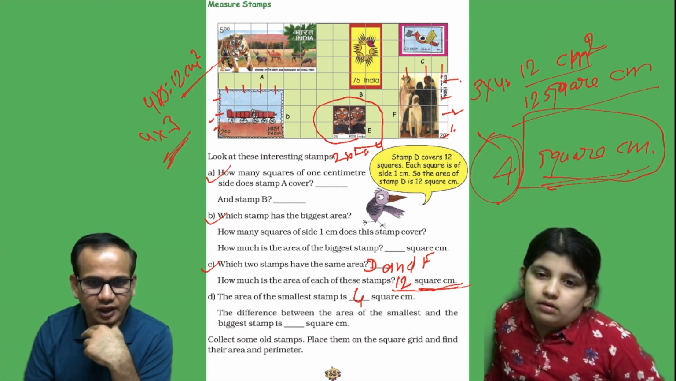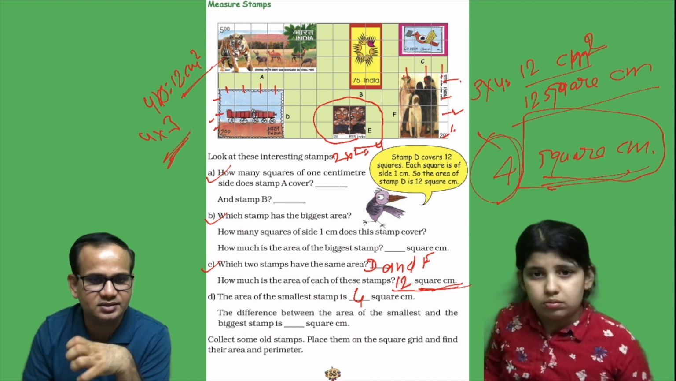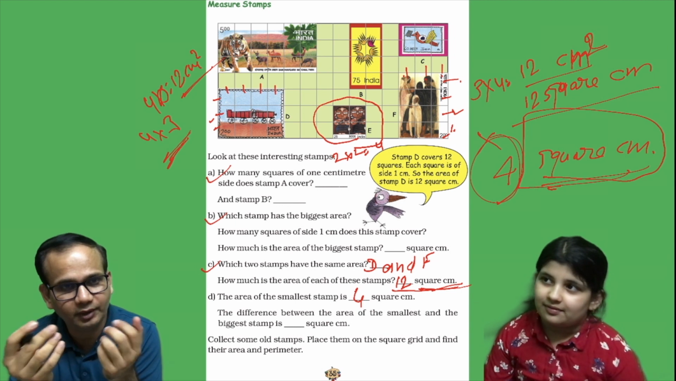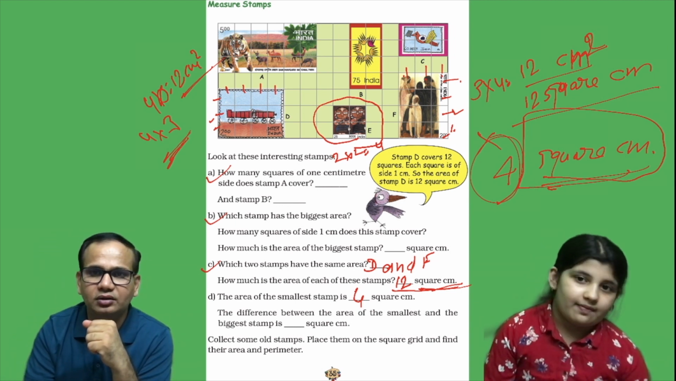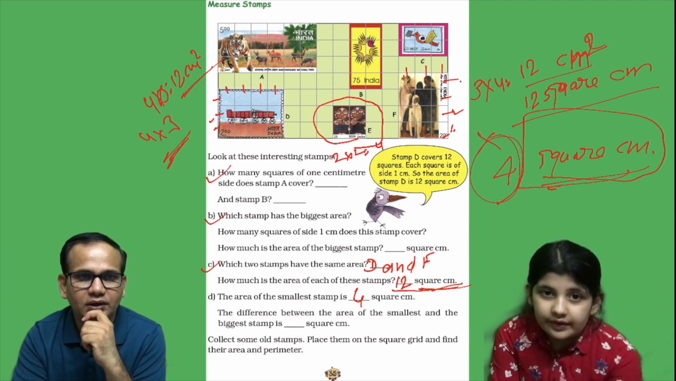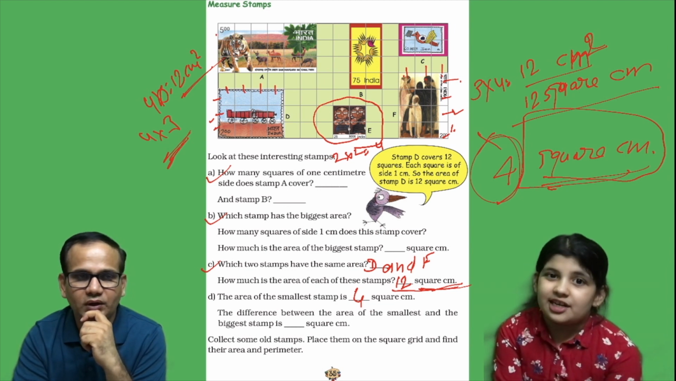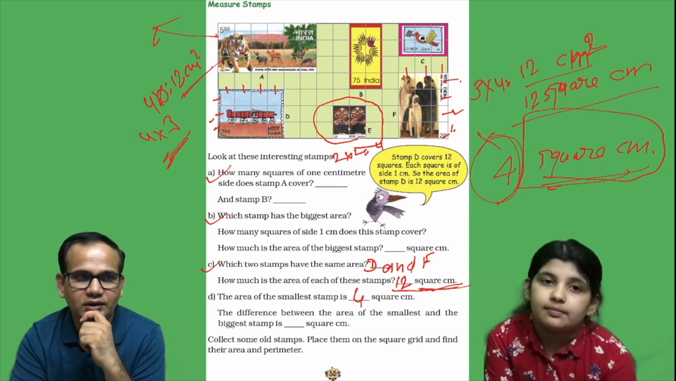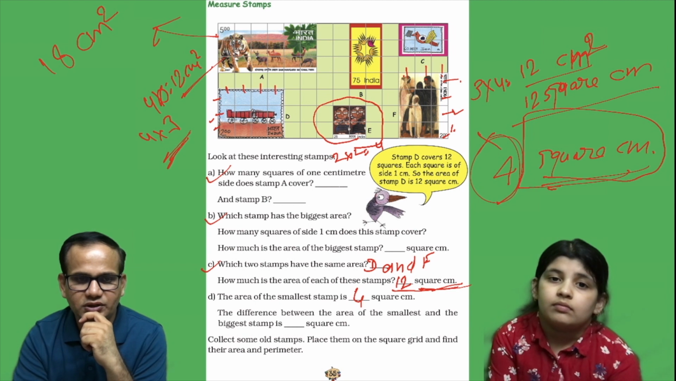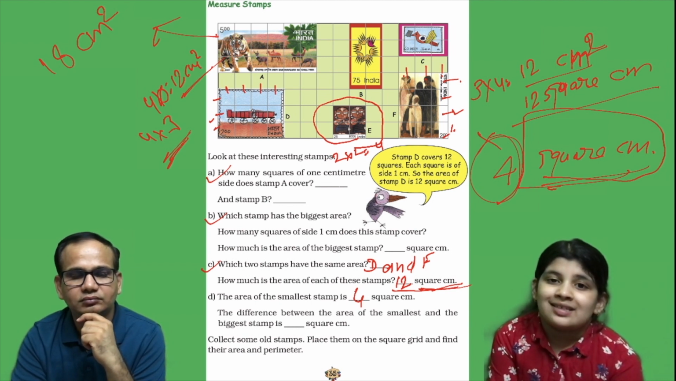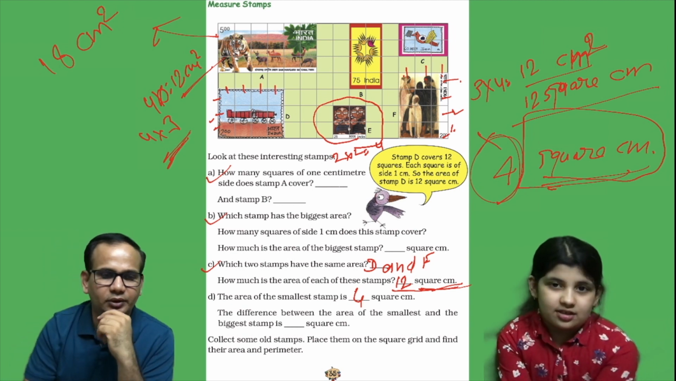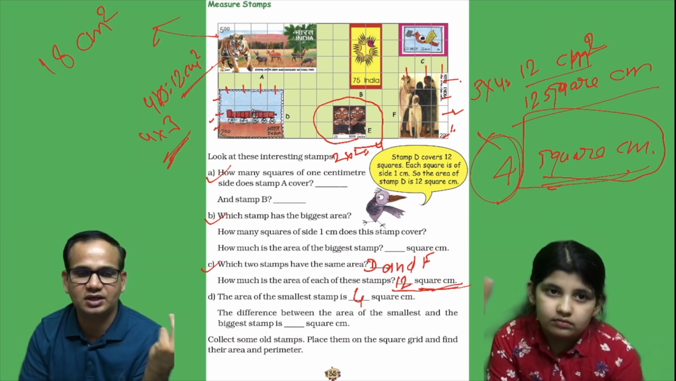The difference between the area of the smallest and the biggest stamp is, now tell me the answer. 18 minus 4. 18 is the area of the biggest stamp, which is the diagram A. This is having 18 square centimeter, right? And the smallest one is having 4 square centimeter. Tell me the difference between the area of the smallest and the biggest stamp.